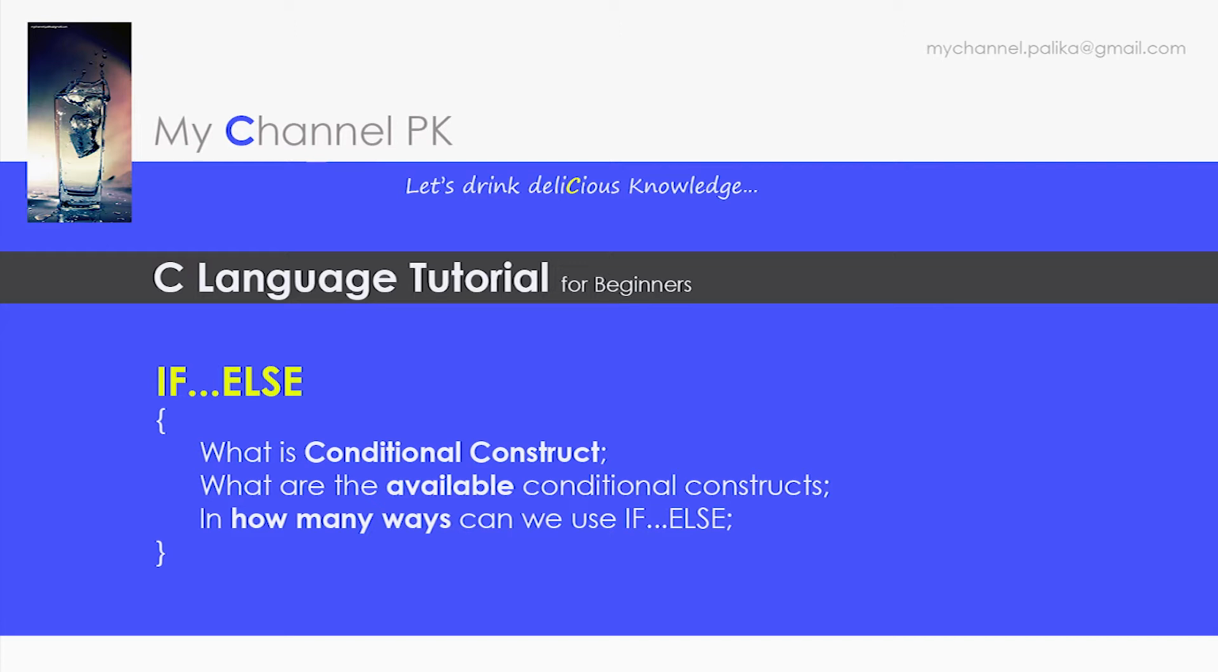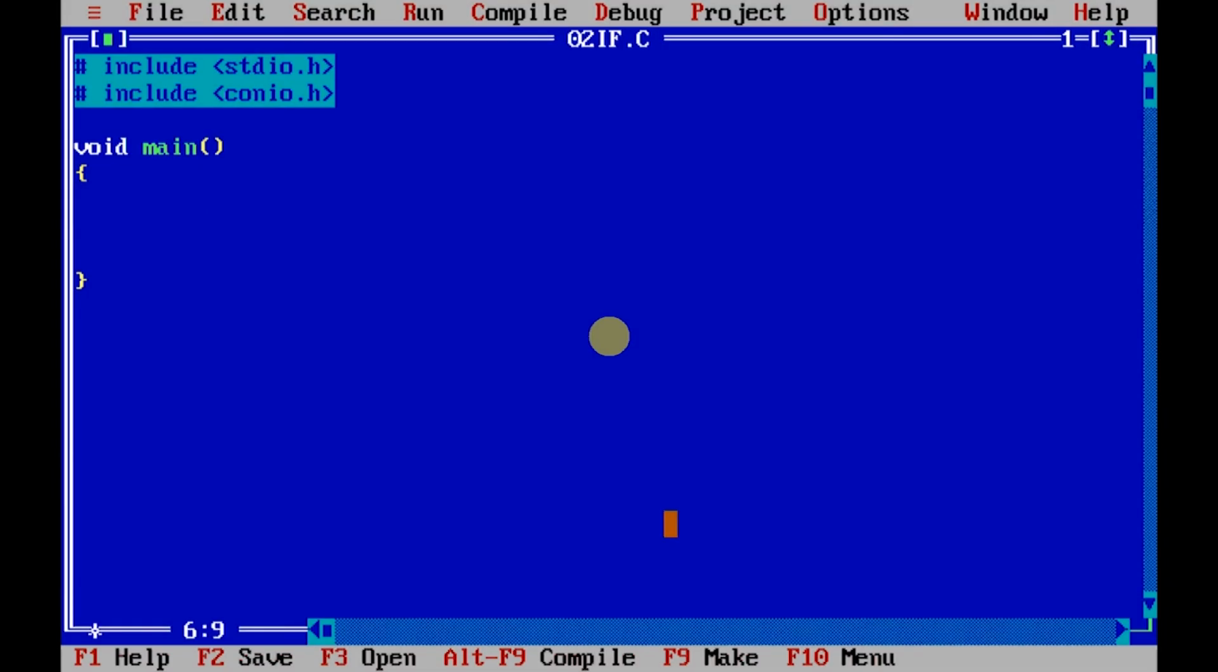Today we are going to discuss the if-else conditional construct, and also see what the available conditional constructs are and in how many ways we can use if-else. Let's try to understand the usage of if-else with a small and simple example. Here I just want to display pass or fail based on the marks that I enter through the keyboard.